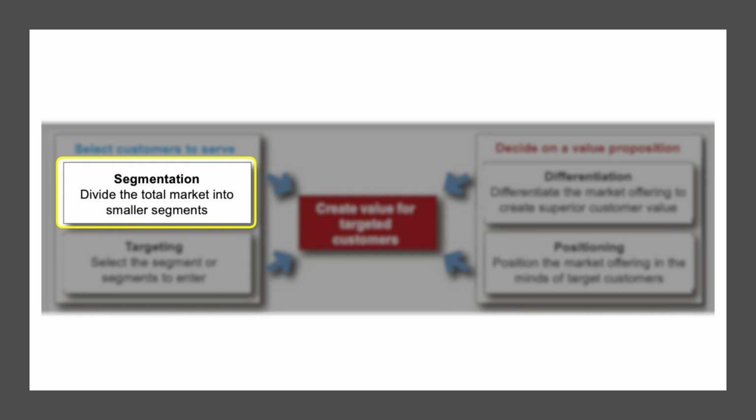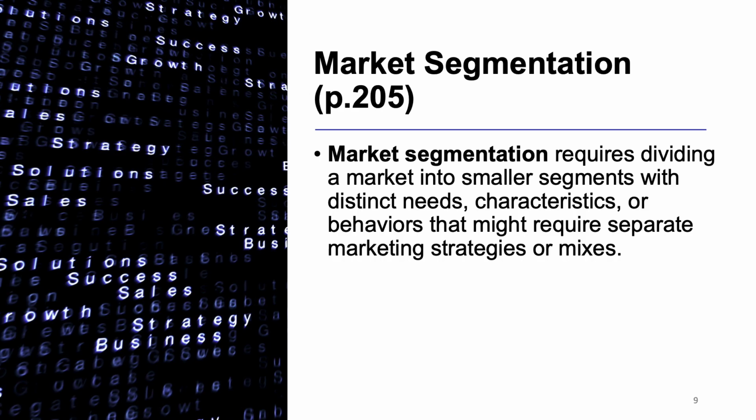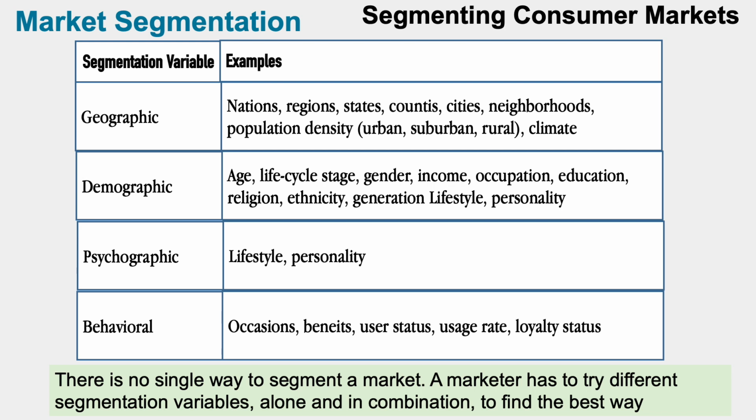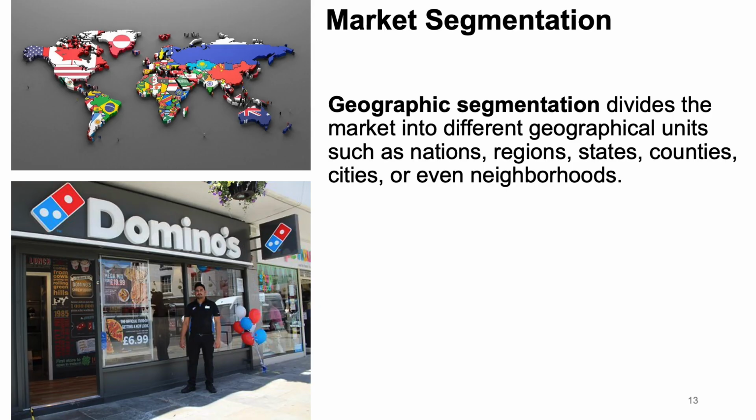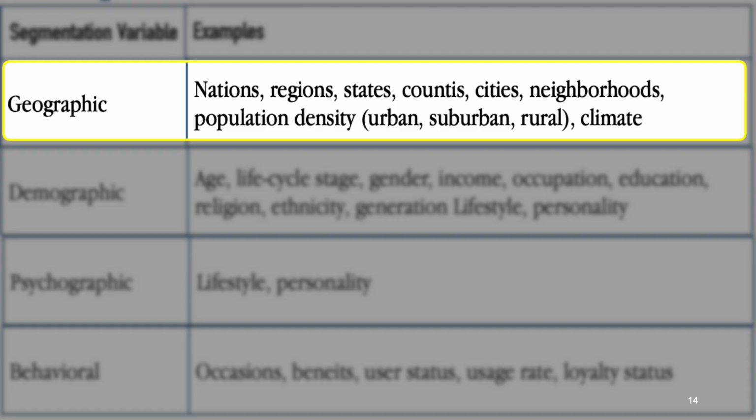What is market segmentation? Market segmentation requires dividing a market into smaller segments with distinct needs, characteristics, or behaviors that might require separate marketing strategies or mixes. There is no single way to segment the market. A marketer has to try different segmentation variables, sometimes singly or in combination, to find the best way to view the market structure. This visual outlines the variables that you see in this table that might be used in segmenting consumer markets.